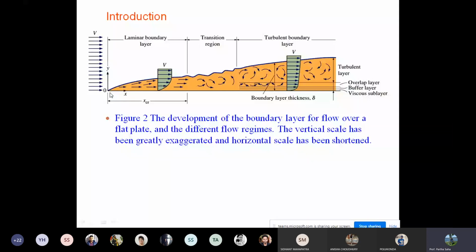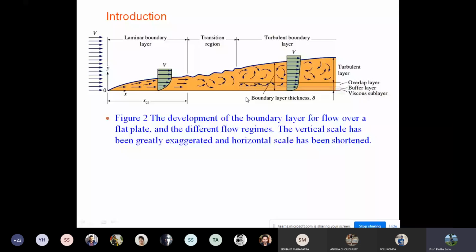Adjacent to the laminar boundary layer, there is a transition region. There is a mixing of fluid behavior, and far away from the transition region there is a turbulent boundary layer, where all kinds of mixing happen. As the boundary layer thickens, we move from the laminar boundary layer to the turbulent boundary layer. The thickness of the boundary layer is given by delta, which is maximum at the turbulent region.